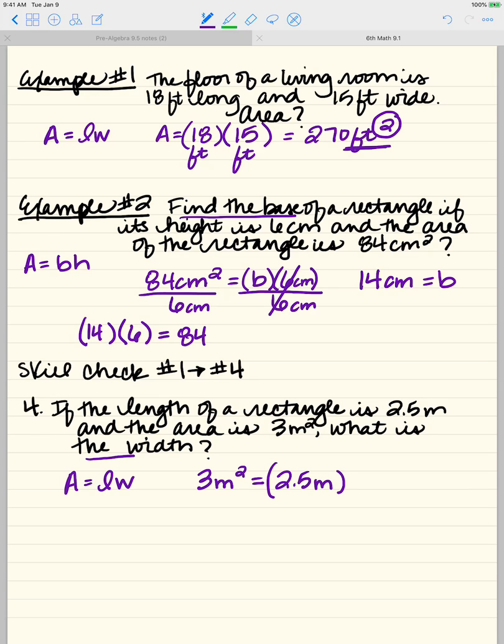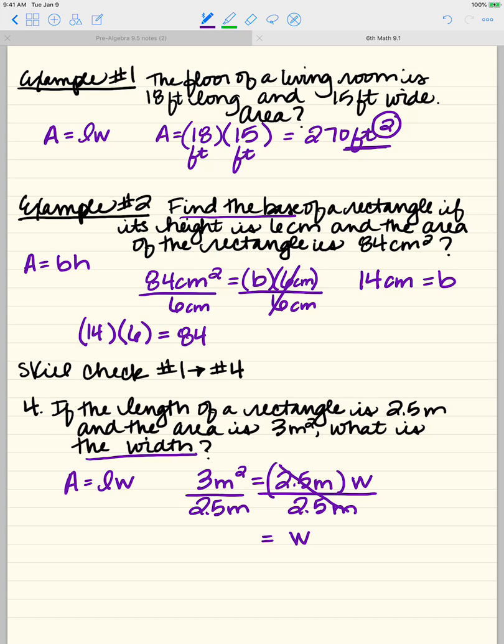And the question literally says, what is the width? So that is what we don't know. We don't know W, okay? W is being multiplied by 2.5. I need W by itself, so I will divide by 2.5 meters on both sides of my equation to keep it balanced. 2.5 divided by 2.5 will cancel out. W is all by itself on that side of the equal sign. That's exactly what I want. I need W alone. I do 3 divided by 2.5.